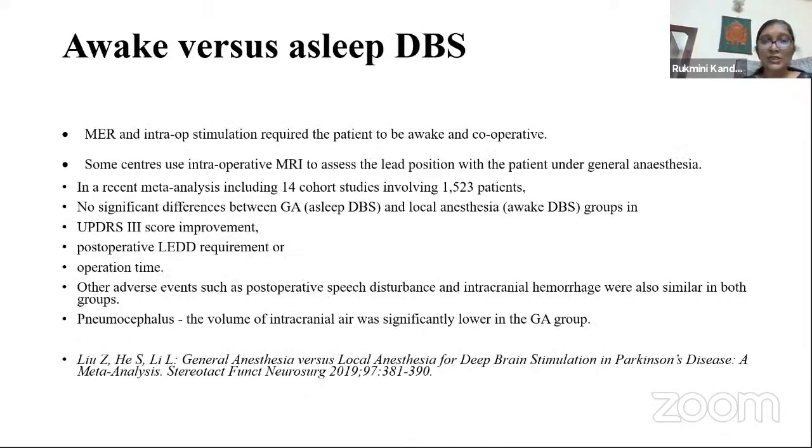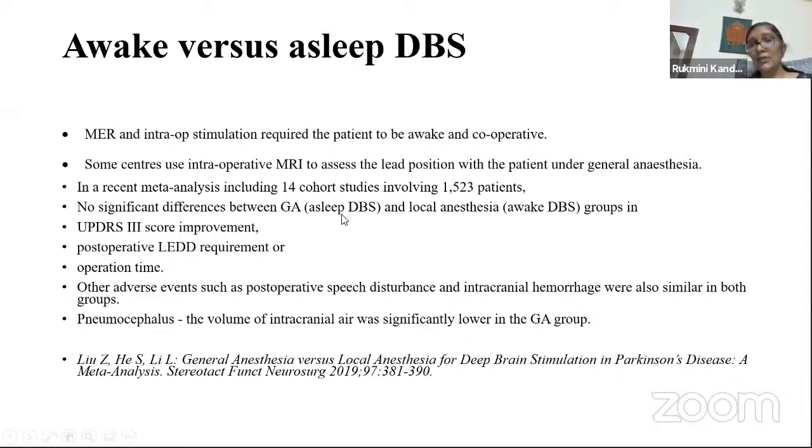But on the other side of the story, people are now more and more tending towards asleep DBS, where they want to have the patient under general anesthesia, especially for people who cannot tolerate the DBS surgery in the awake state, especially if you have dystonia or very severe tremor. So you have intraoperative MRI to look at the patients under general anesthesia. There was a recent meta-analysis conducted in 2019, where they used 14 cohort studies with 1,523 patients, and they looked at the post-op improvement in the patients who had undergone GA, asleep DBS, or local anesthesia.